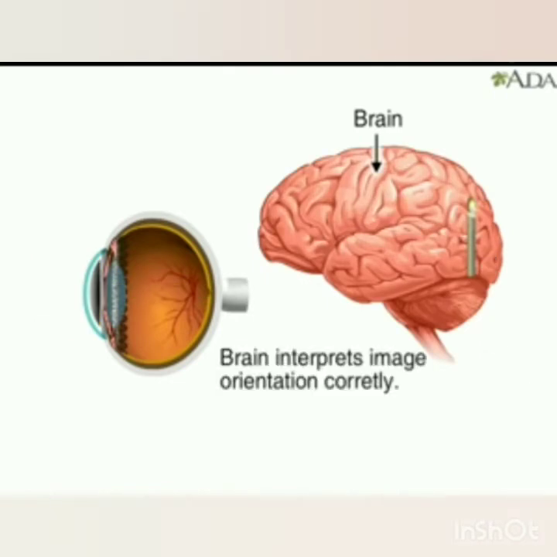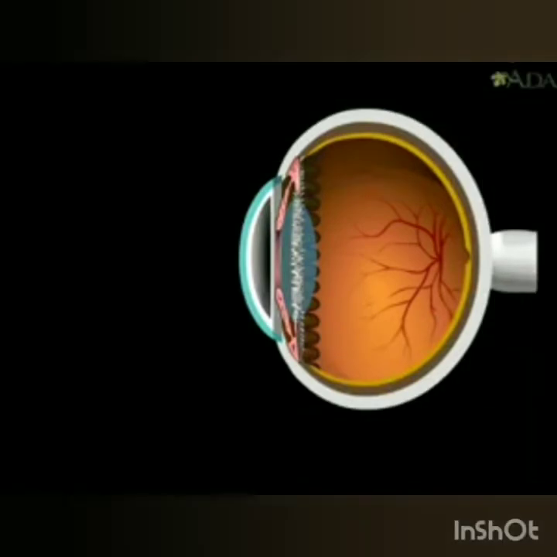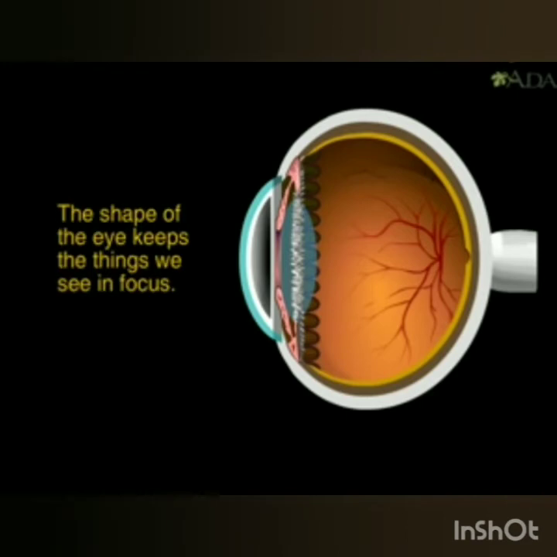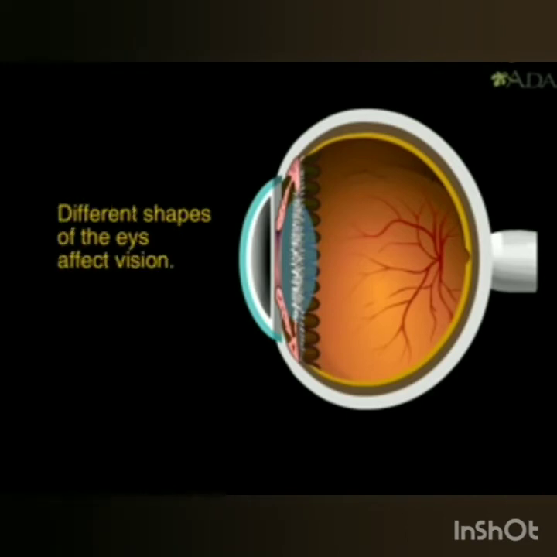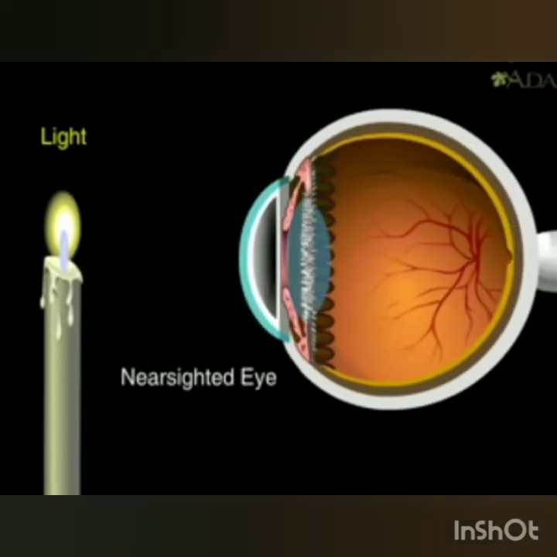Now let us see some abnormal cases where we get blurry vision. The shape of the eye is very important for correct vision. You can see this is the normal vision where the image is forming on the retina at a point called the focal point. Now some people can't see things which are far away. They can see only things which are very close by. Why is that happening? Let us see now.